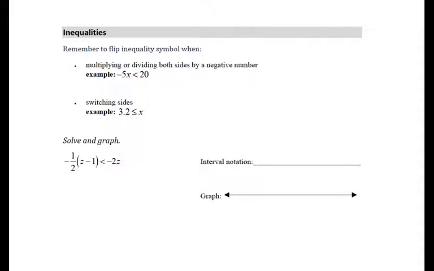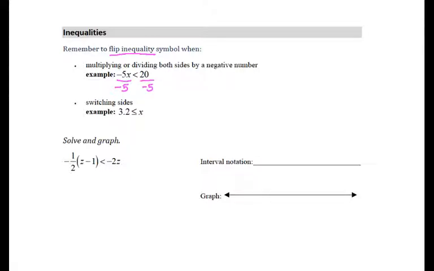For solving linear inequalities symbolically, we can follow a very similar process to how we would solve linear equations symbolically. There's just two cases where we need to remember to flip that inequality symbol. One of those is if I'm dividing or multiplying both sides by a negative number. For example, in this inequality, I would get x alone by dividing both sides by -5.